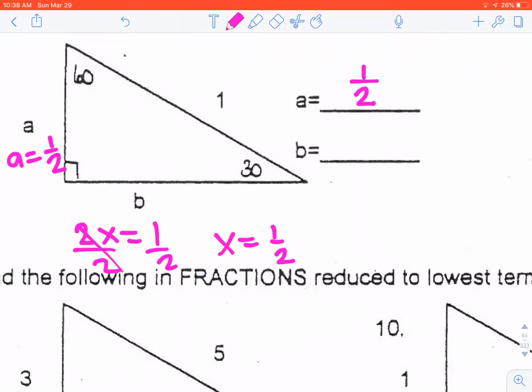So a is 1/2. Okay, we're going to take that and we are going to solve for our longer side. Okay, the longer side, which is b, is x square root 3. So you're just taking 1/2 that we just found in a, that's our x value, times square root 3. So it's 1/2 square root 3, which you should write as square root 3/2.